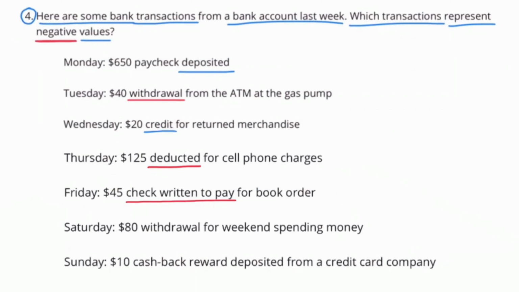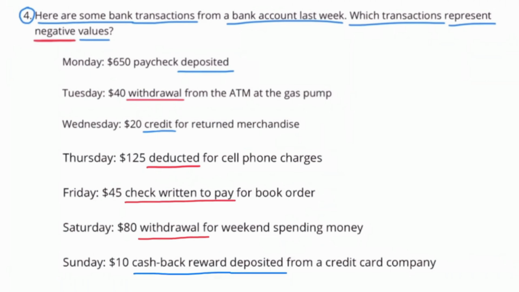Friday, $45 check written to pay for book order. That would be a negative because a check was written to pay for a book order, and the money would be taken out of the account. Saturday, $80 withdrawal for weekend spending money. That's also a negative because $80 was withdrawn, which means money is taken out of the account.